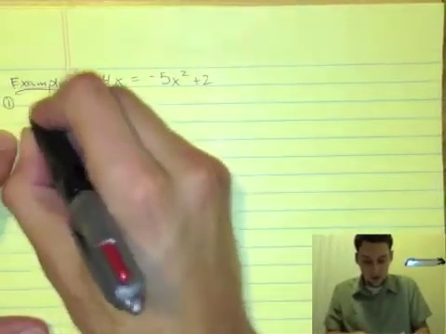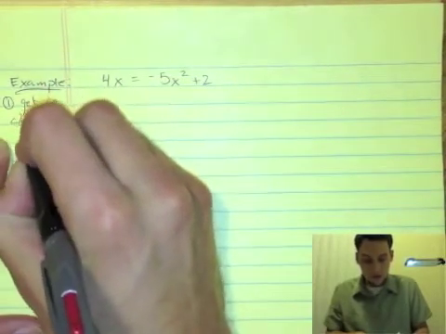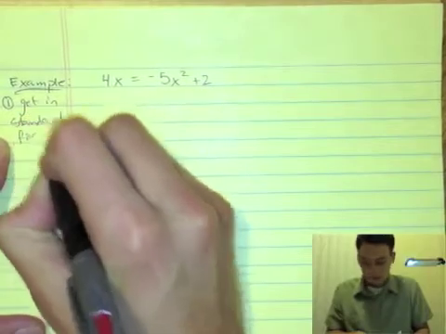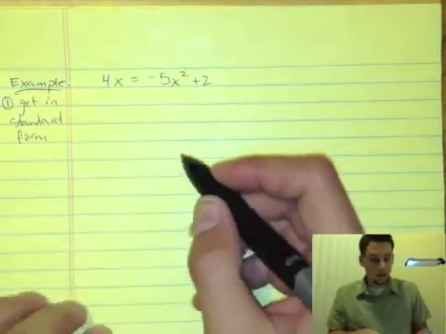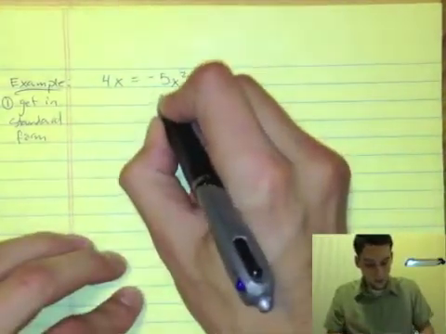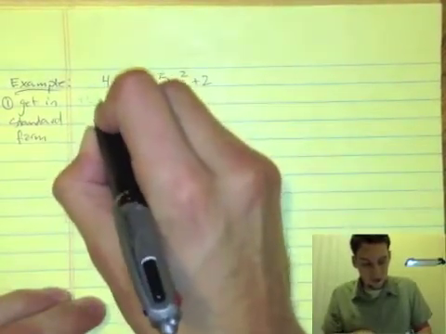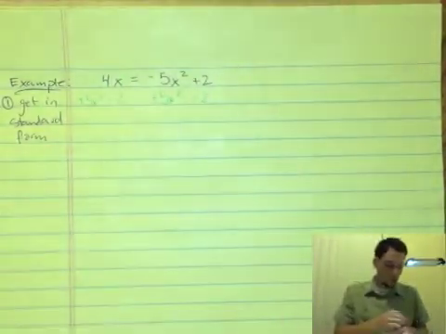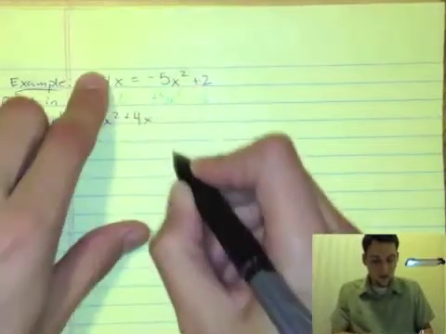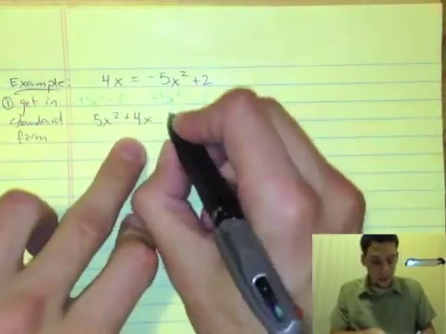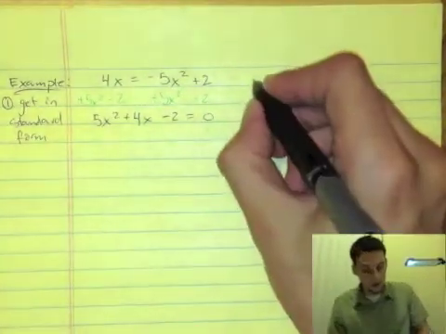So let's write 1, get in standard form. So I can add 5x squared to both sides, and also subtract 2 from both sides, so plus 5x squared and also minus 2. Then I'll have 5x squared plus 4x, because this is positive, and minus 2 equals 0. This is in standard form, so now I can look at my a, b's, and c's.